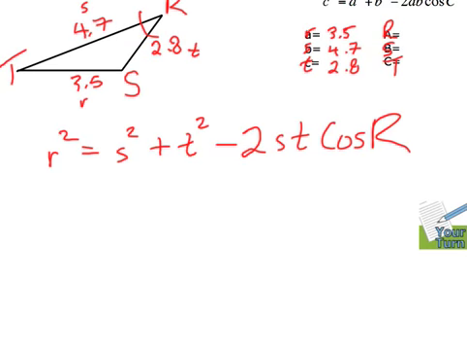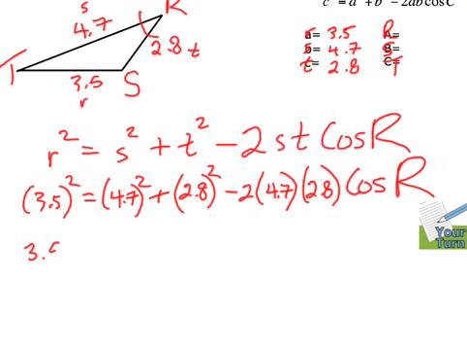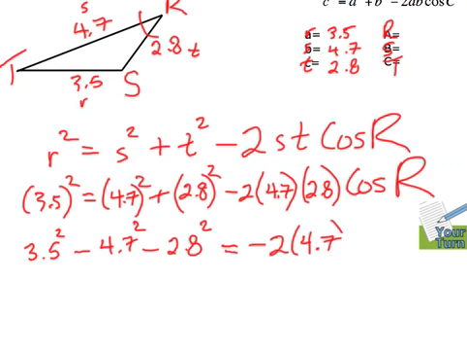Similar to the last one, we'll plug our numbers in. We know most of these numbers. R is 3.5 squared, S is 4.7 squared plus T, 2.8 squared, minus 2 times 4.7 times 2.8 times the cos of, I don't know the angle. On the last one I was able to just plug it all in my machine and it worked out beautifully. This one I'm going to have to do a little bit of work. Let's move these two terms to the left side. So 3.5 squared minus 4.7 squared minus 2.8 squared is equal to negative 2 times 4.7 times 2.8 times the cos of R.